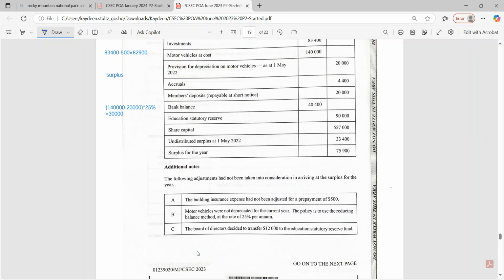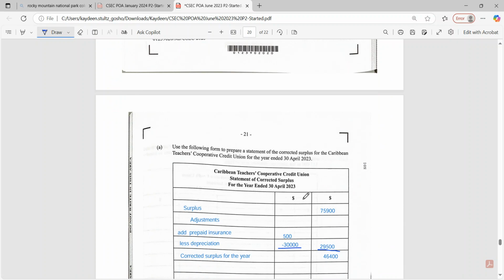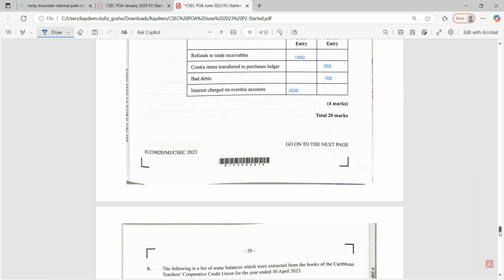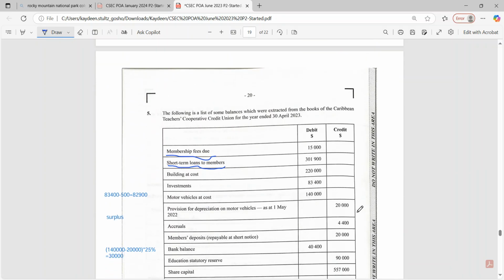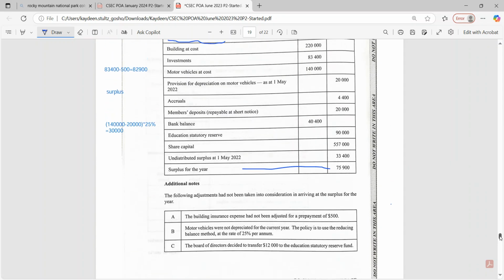Alright, so now we're going to start working the question. Remember that you start with your surplus because that is what we're going to correct. So the surplus was 75,900, which we can find. Let me see where we picked that up. Here, 75,900, right? And we're going to look for any adjustments, so anything that will decrease or increase the surplus. Let us check in the notes firstly.